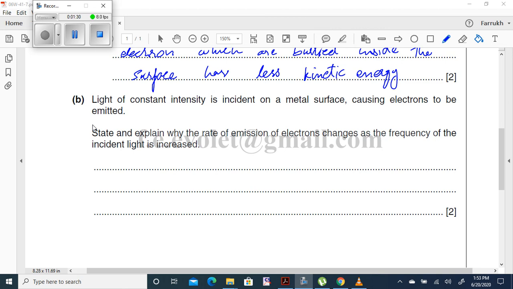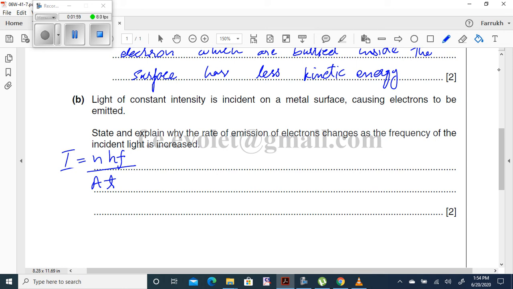The B part of the question says light of a constant intensity is incident on a metal surface, causing electrons to be emitted. State and explain why the rate of emission of electrons changes as the frequency of the incident light is increased. So intensity can be given as the total energy of all n photons, so n times hf, where hf is the energy of one photon hitting per unit area per unit time.